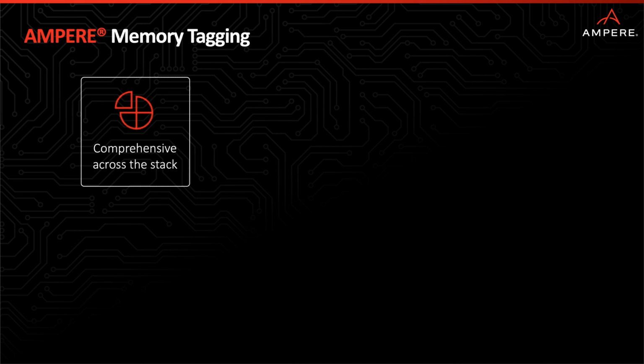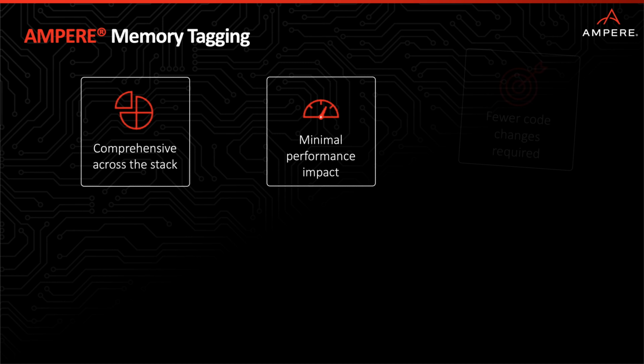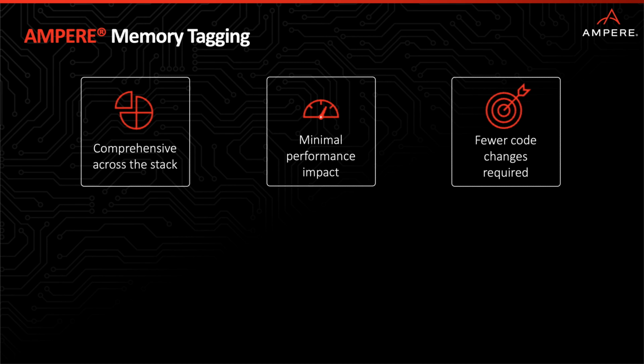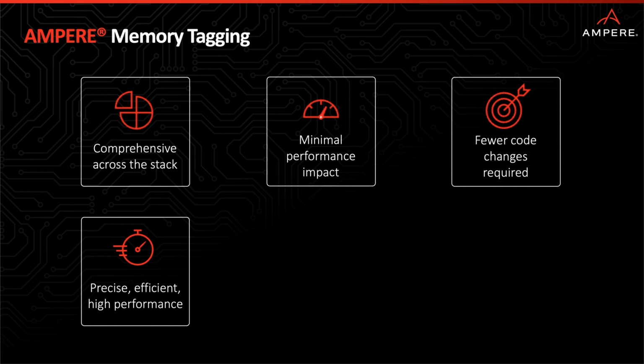CPU hardware-enforced memory tagging ensures comprehensive protection across the software stack, minimizes performance impact, and reduces the need for extensive code changes or additional dependencies on tools, compilers, or operating systems. The microarchitecture of the AmpereOne CPU is uniquely tuned to minimize impacts on memory capacity or bandwidth, allowing for a high-performance mode that is precise and efficient in production.